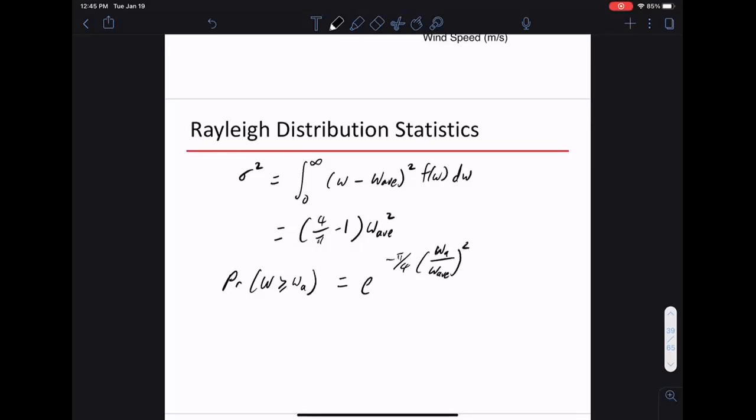Okay, so this, for example, is the probability that the wind speed is larger than a certain number, W. So there's a bunch of other things you can compute. Given the statistics, we can compute all these numbers. Any questions about this?